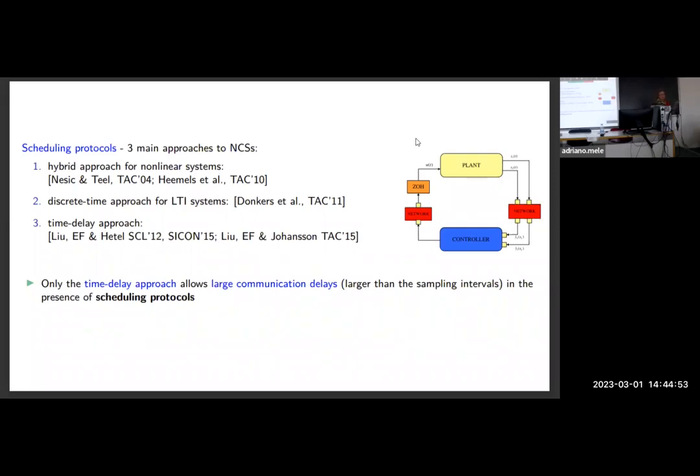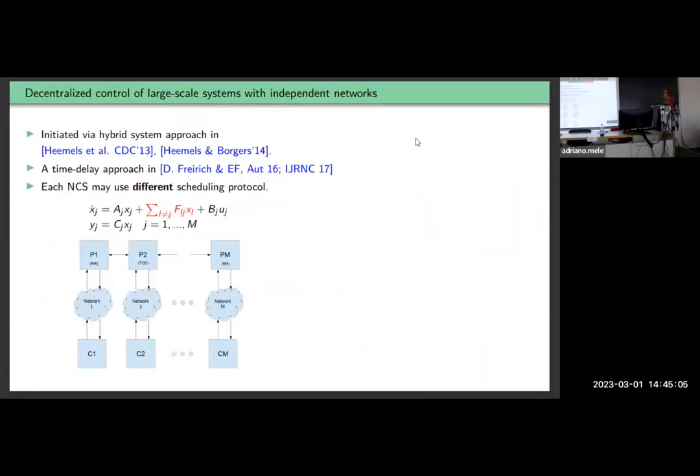And this is a very, very strong restriction, to have it smaller than the sampling interval. And we have removed this restriction. And we have extended this result to the so-called large scale systems. Today everything is large scale, big data, and so on. And you have to control it efficiently in a decentralized manner.